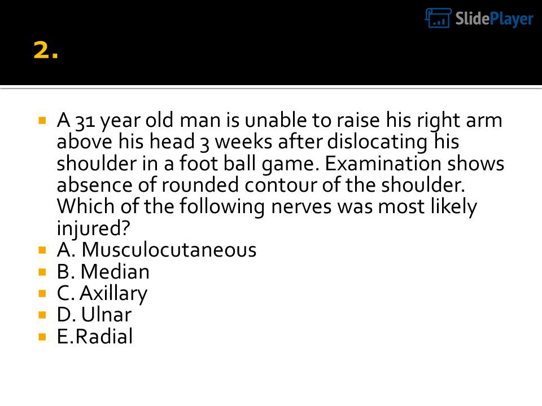2. A 31-year-old man is unable to raise his right arm above his head 3 weeks after dislocating his shoulder in a football game. Examination shows absence of rounded contour of the shoulder. Which of the following nerves was most likely injured? A. Musculocutaneous. B. Median. C. Axillary. D. Ulnar. E. Radial.